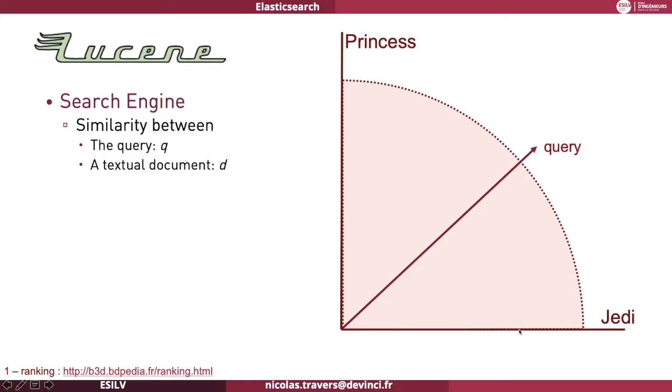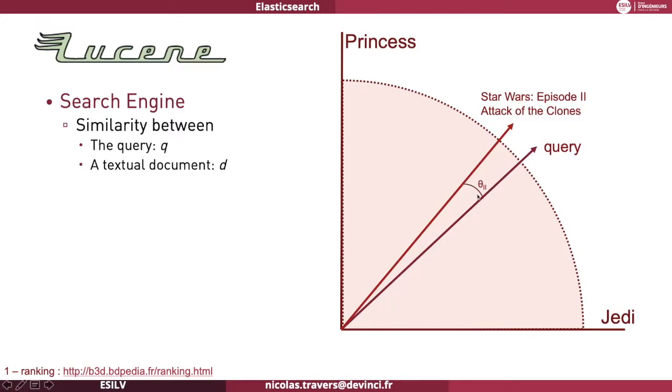So you need to have one vector for Jedi, for instance, and one vector for princess. And this query based on the two words, we wish to look on every document inside the plot or inside the title of the movie. So we need to measure the similarity between one document, for instance here Star Wars Episode 2, and the query. And you have an angle here.